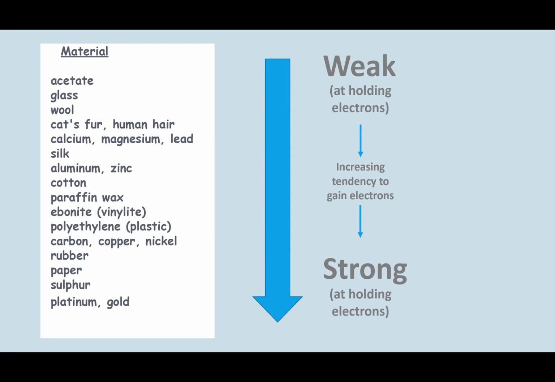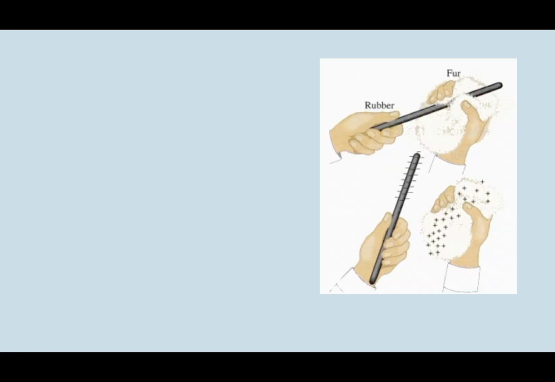The items at the top would end up being positive compared to the items on the bottom, because the items on the top struggle at holding on to those negative charges, or electrons. They're going to give them away to the stronger materials, therefore leaving them positive. The objects closer to the bottom are going to gain these electrons because they have a stronger affinity for holding on to them. So they're going to have more negative charges, which makes them negative.